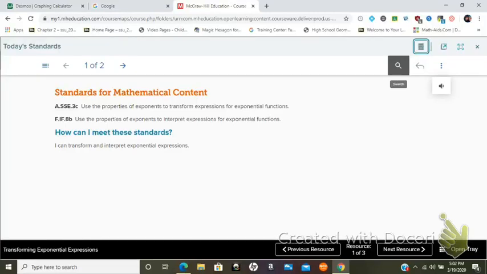Okay, the title of this lesson is section 9-4 in your workbooks, and it's transforming exponential expressions. I have the standards listed here for you, but the main question that we're going to try to answer today is how can we transform and interpret exponentials? How can we compare which is the better deal, which is a better interest rate? So we're going to look at that.